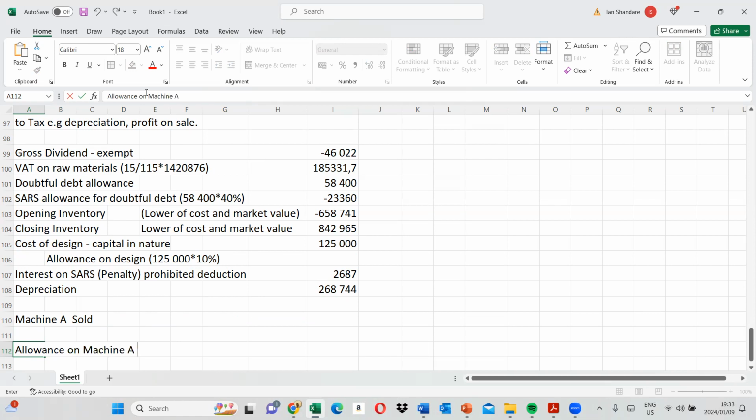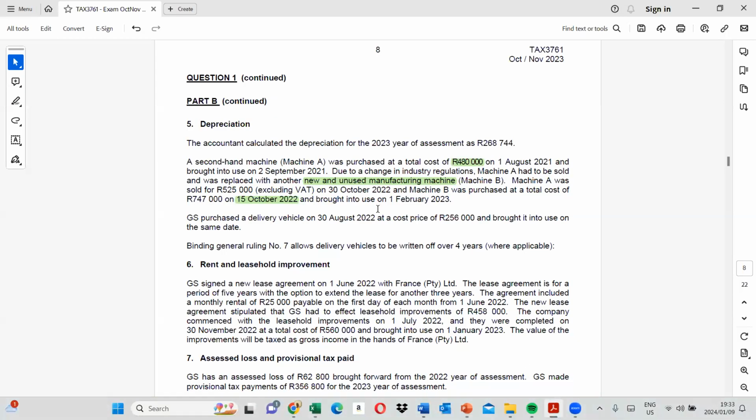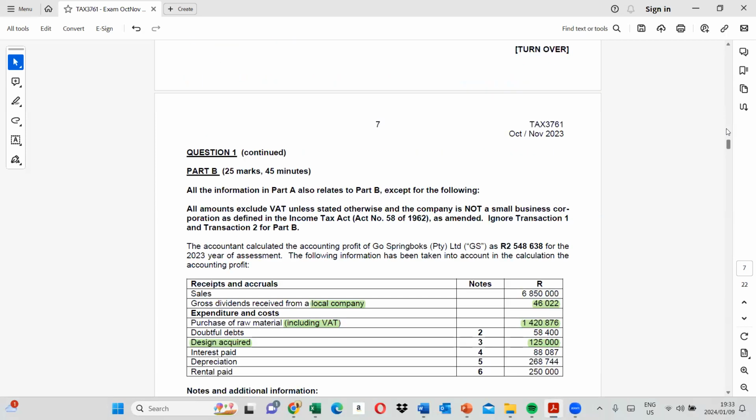Even though you're selling this asset, you're still going to claim the capital allowances. In terms of this, it was purchased for 480. Do you see it was purchased second-hand? Now, look at your company. Is it a normal company, or is it a small business?